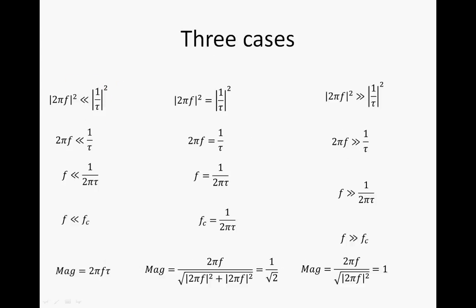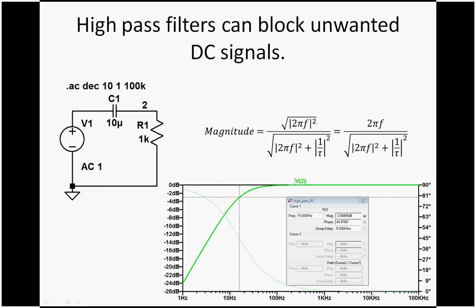Again, we have the 3 cases. The cutoff frequency is the same. It's just the frequency response is going in a different way. So when the frequency is a lot less than the cutoff frequency, the magnitude is 2 pi f tau, meaning it's increasing with frequency. When they're equal to each other, we get the magnitude of 1 over the square root of 2, or in dB scale, that's minus 3 dB. And at high frequencies, these cancel out and we get 1. You can again run this in LTspice, and you can measure the 3 dB point at 15.9 hertz.